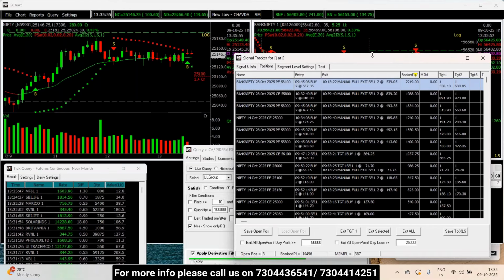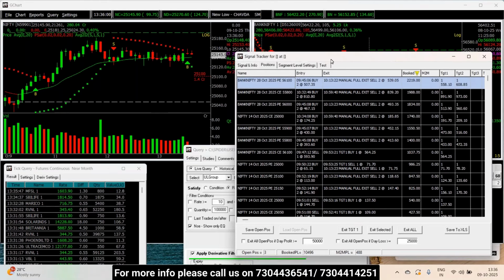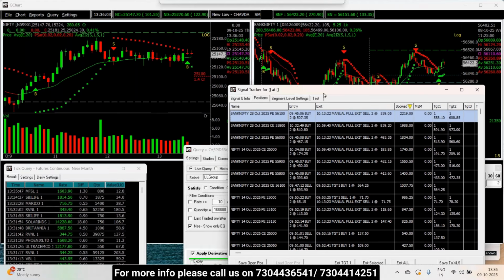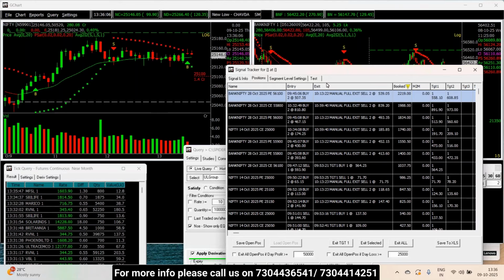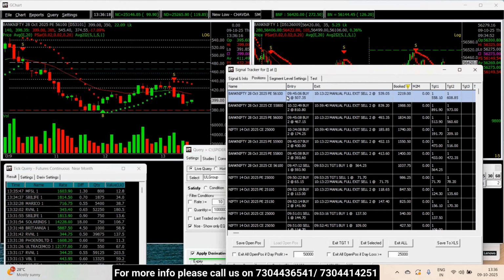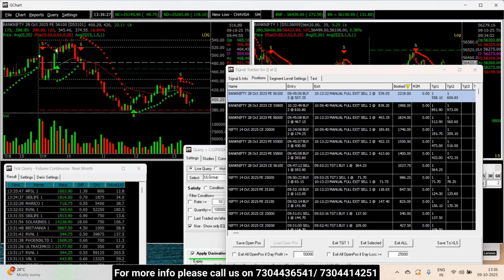I'll show how it executed the trades. Okay, so let us go for the first one, Bank Nifty. Bank Nifty showed a put option at 56100. I'll open this chart. So we got this signal at 9:45. Somewhere here at 9:45 we got a signal at 507 rupees to sell.